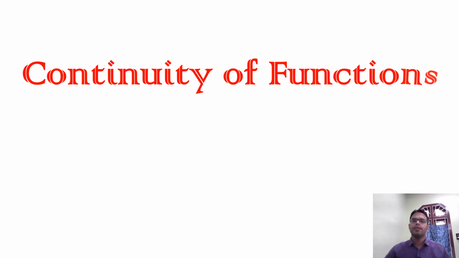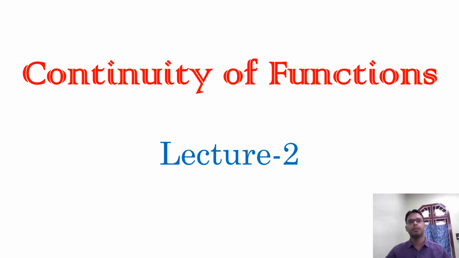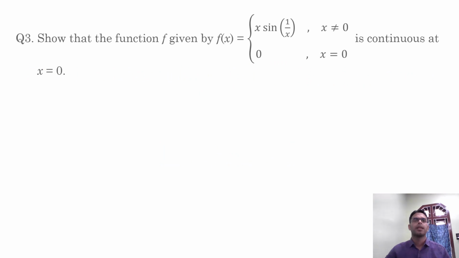This is continuity of function and it is lecture number 2. Let me start with a very simple question for today's class. Show that the function f given by f(x) is equal to x into sine of 1 by x, for x not 0, and equal to 0 when x is equal to 0. This is the function given, and we are to prove this function is continuous at x is equal to 0.